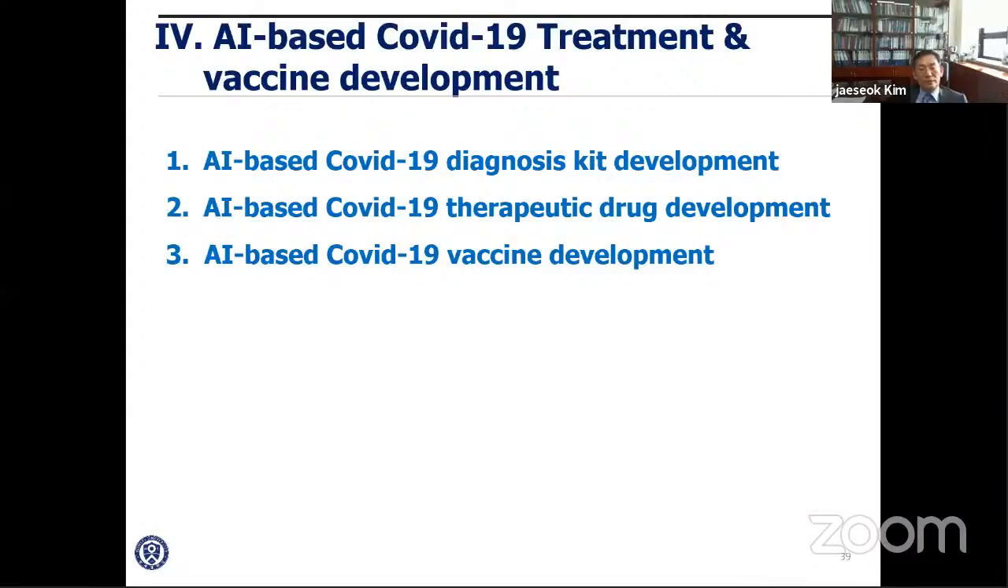The next category is about AI-based COVID treatment and vaccine development. There are 3 items in this category. The first one is AI-based diagnosis kit development. Second one is therapeutic drug development. Third one is vaccine development.